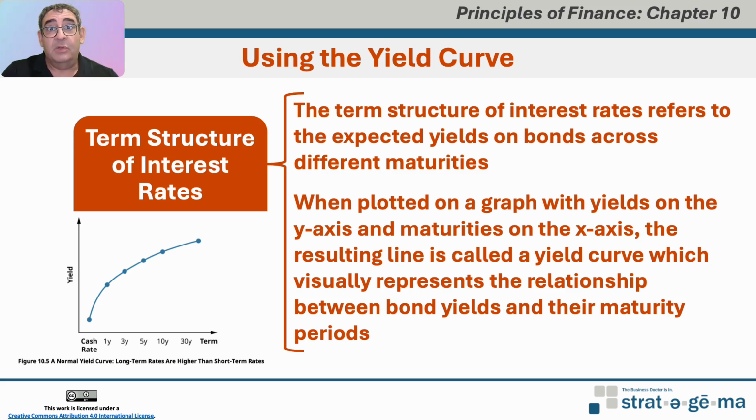So when we plot that graph with the yields on the Y and the maturities on the X-axis, that line that results is called the yield curve. It's not a straight line, it's actually a curve. And that represents the relationship between bond yields and their maturity periods.